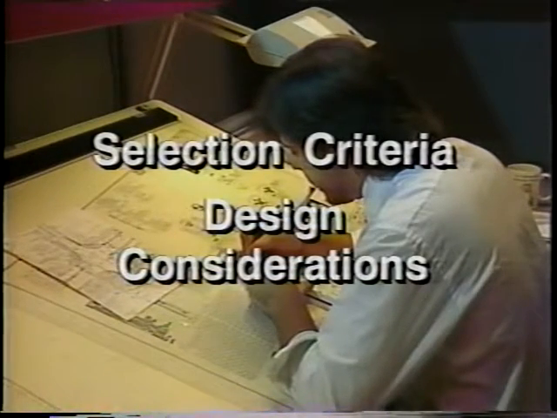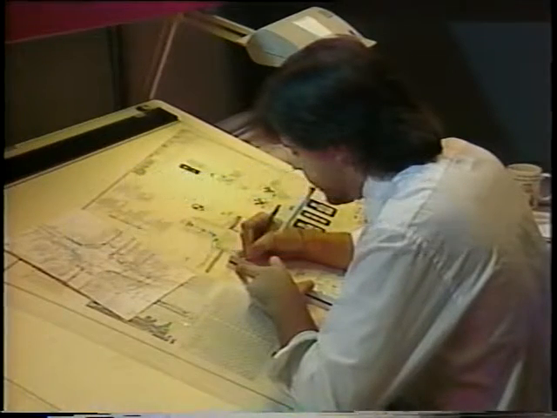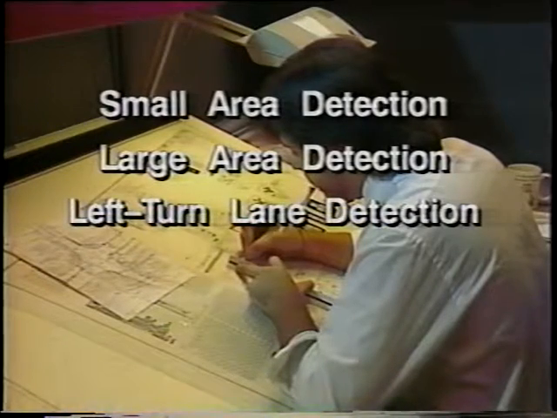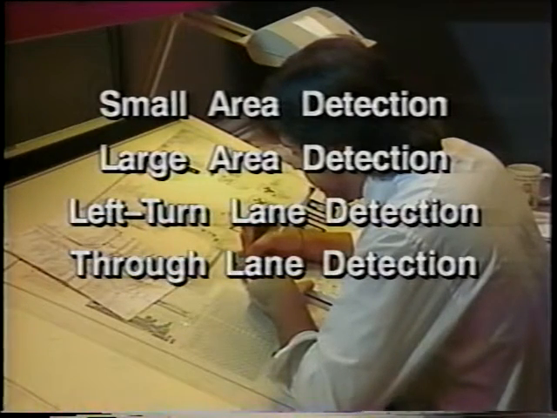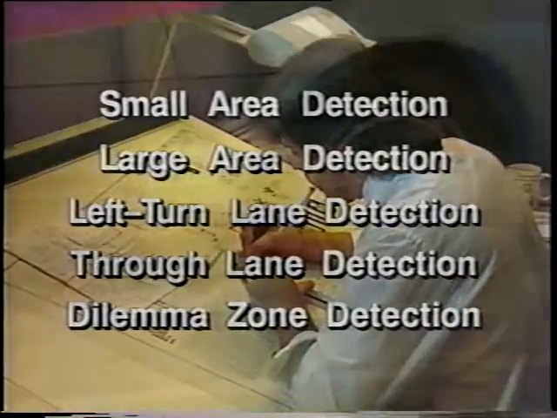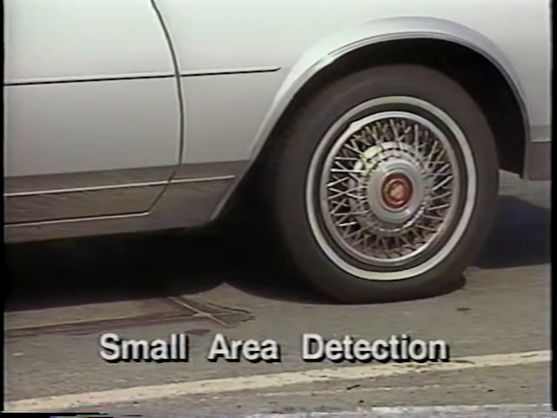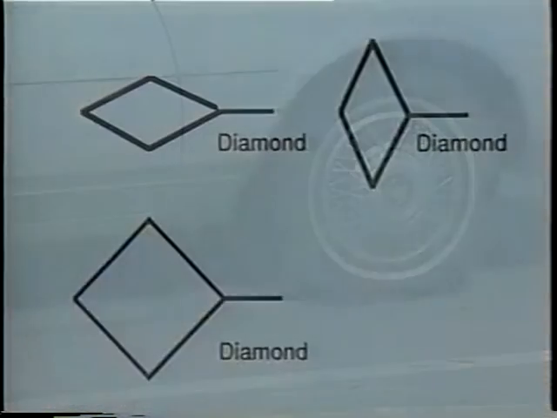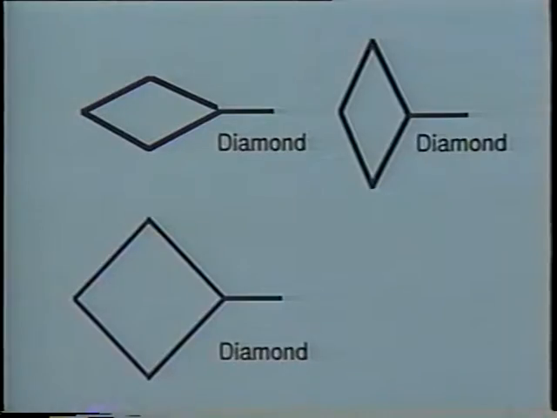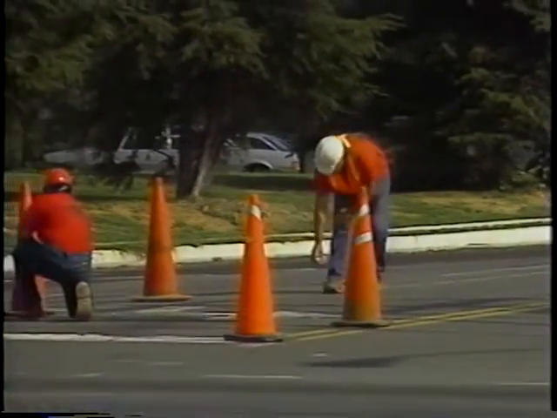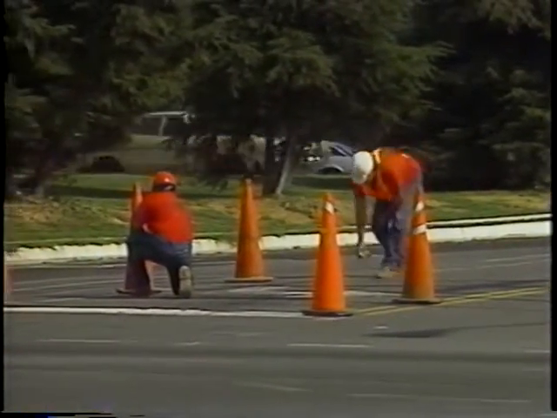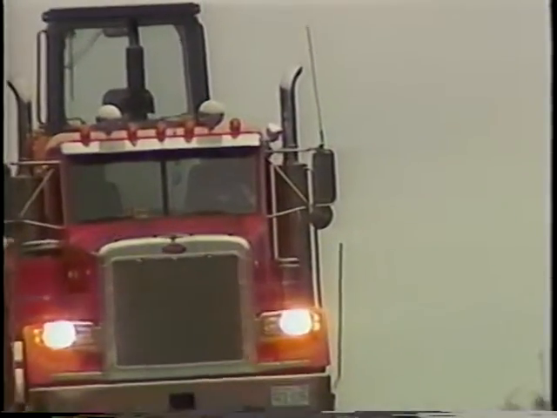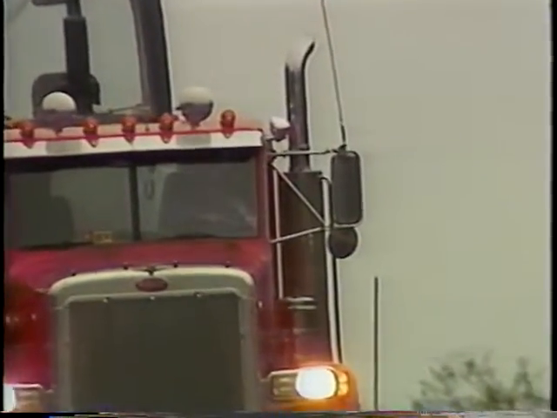Now, let's discuss loop detector design alternatives for small area detection, large area detection, left turn lane detection, through lane detection, and dilemma zone detection. Small area detection concerns point or passage detection with short loop applications, usually employing a single 6x6 foot loop. For narrower lanes, 5x5 foot loops should be used to avoid splashover or adjacent lane pickup. However, smaller loops are not recommended in areas where high bed vehicles must be continuously detected.